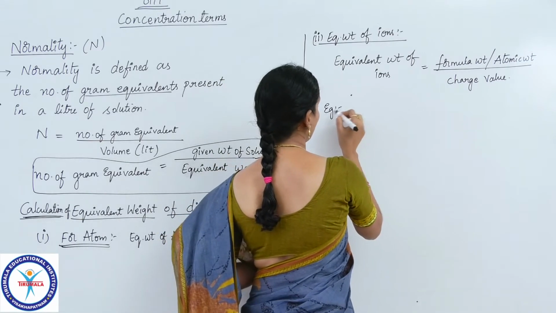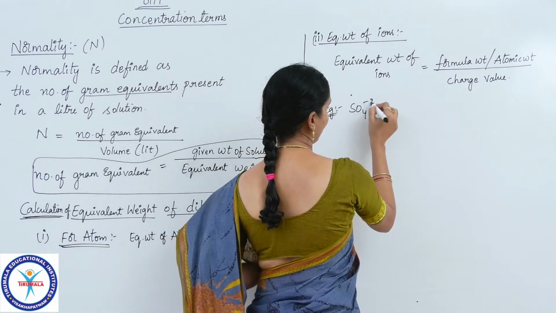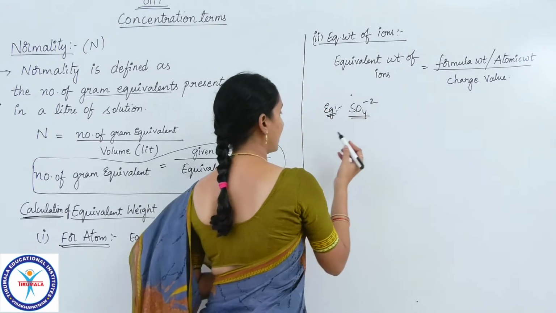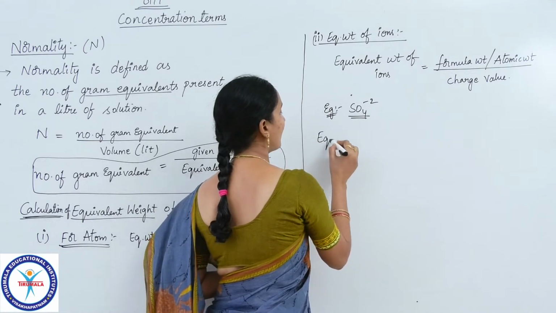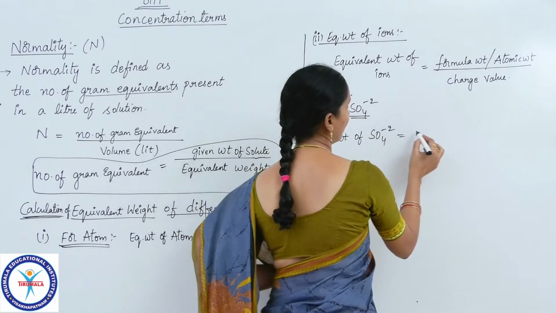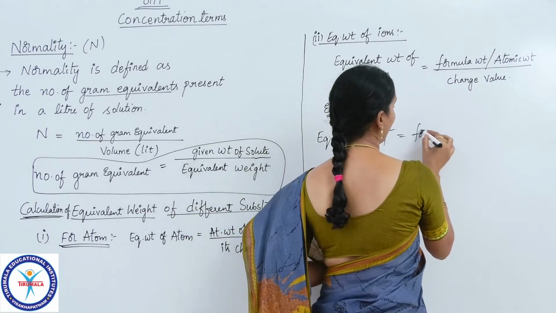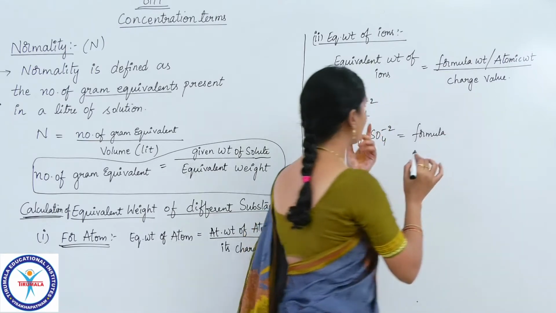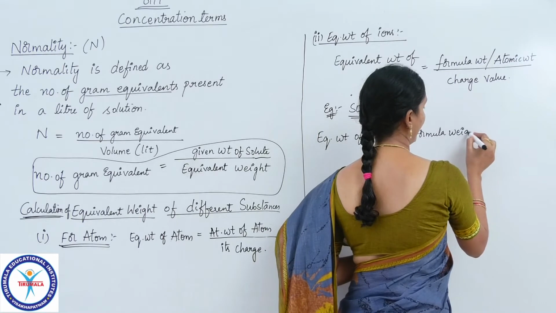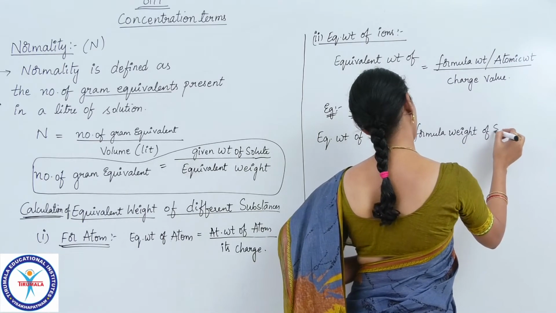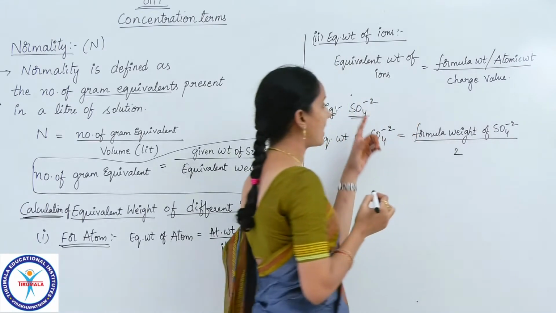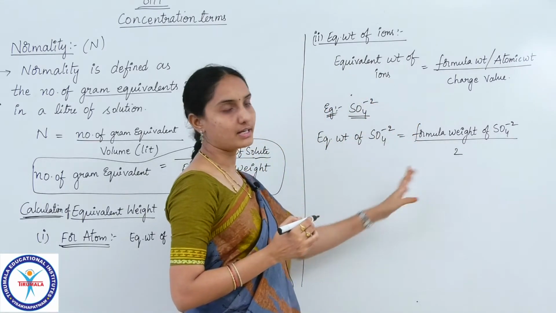For example, if you take SO4 minus 2 ion, and if you want to calculate the equivalent weight of this ion, then what all you have to do is, equivalent weight of SO4 minus 2 ion is equal to formula weight. You have to take the formula weight here, because it is a compound ion. Formula weight of SO4 minus 2 whole divided by 2, because the charge value for this ion here is 2.